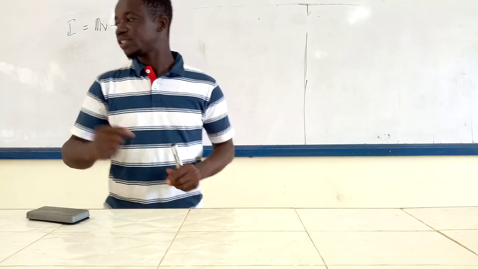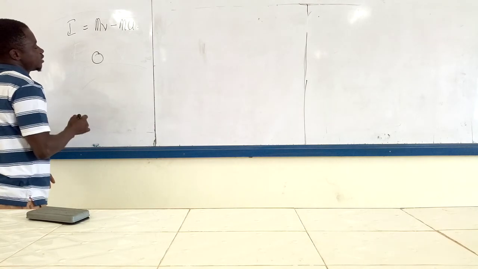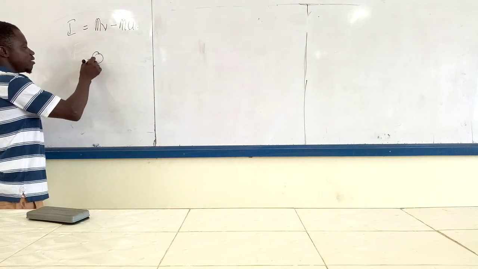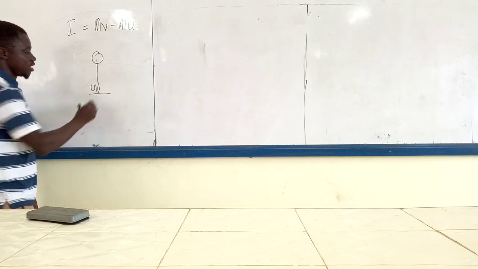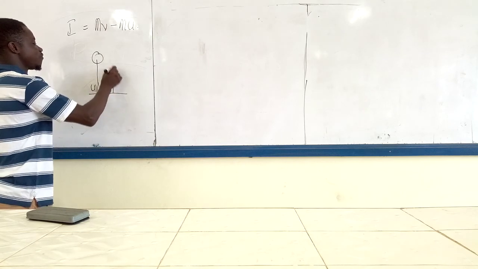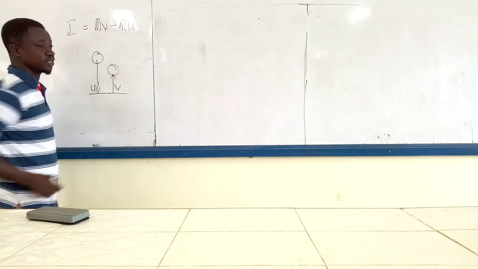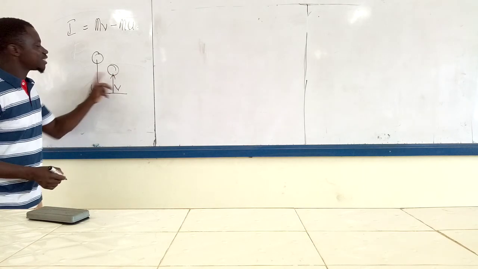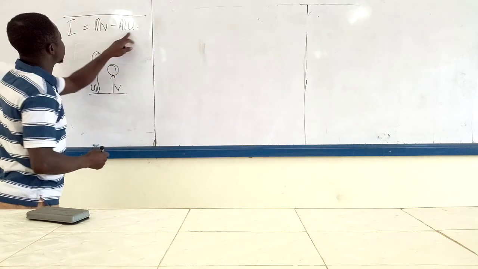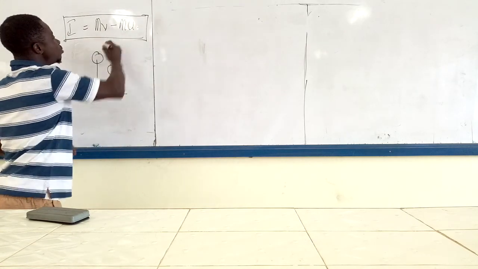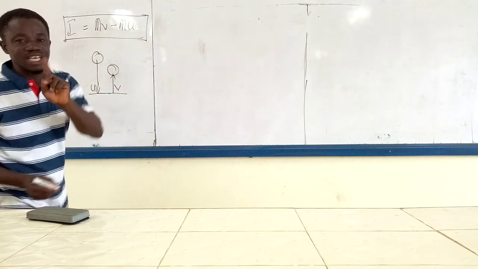So in a rebound situation, let's look at this scenario. This object moves down with a certain initial velocity. It hits the ground with a certain initial velocity u. Then when it hits the ground, it bounces off with another velocity v. Because the two velocities are not in the same direction, remember I have told you that for this formula to hold, the final velocity and the initial velocity must be in the same direction.